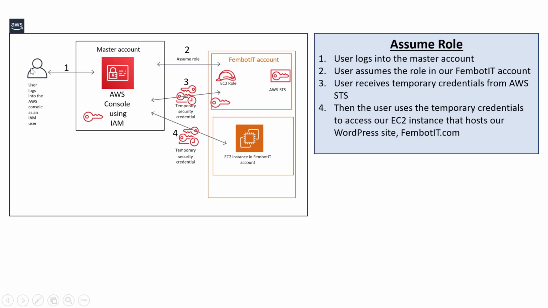So what happens is the user logs into the AWS console using IAM into one account. It assumes a role that is granted to it in IAM in that account into another account. So it gets the EC2 role it needs, it gets temporary credentials, and that is sent back to the user, and then the user is able to use the temporary security credentials to log into the separate account EC2 instance where we host our WordPress site, FemBot IT.